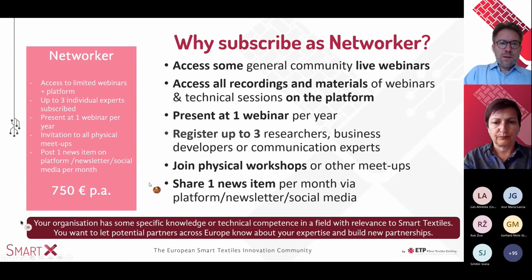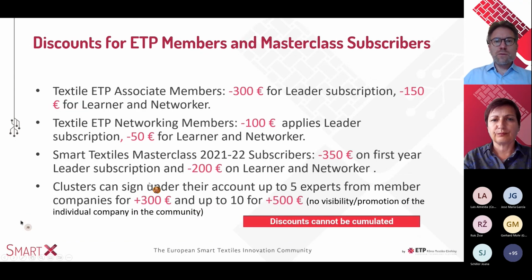Having explained that, we also provide some benefits and discounts for organizations that are working with us or have worked with us before, namely the members of the European Textile Technology Platform, where we have 2 types: associate members and networking members. So for Textile ETP associate members, you can benefit from a 300 euros discount if you sign up for a leader subscription, or a 150 euro discount if you sign up for either a learner or a networker subscription.